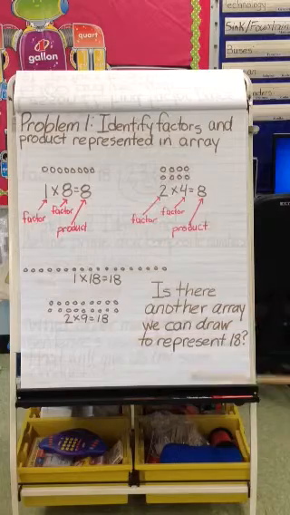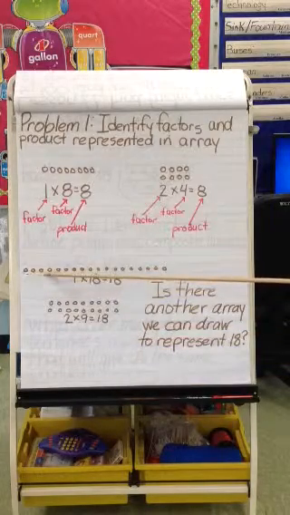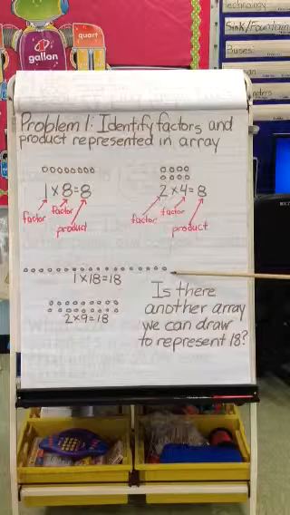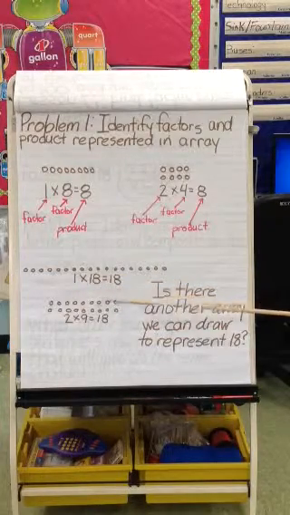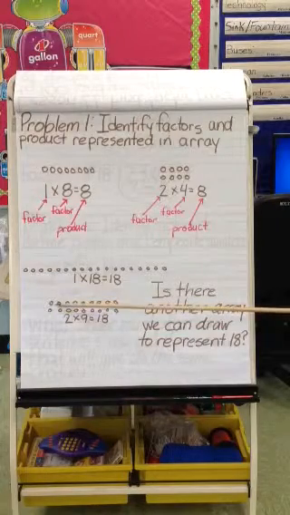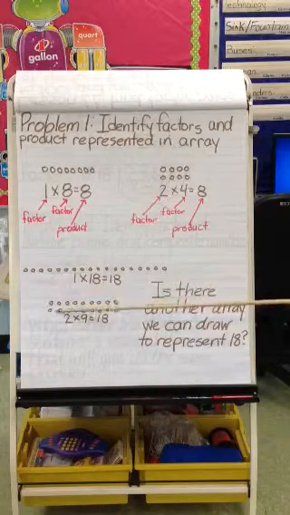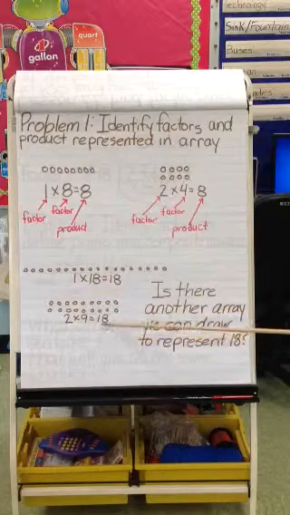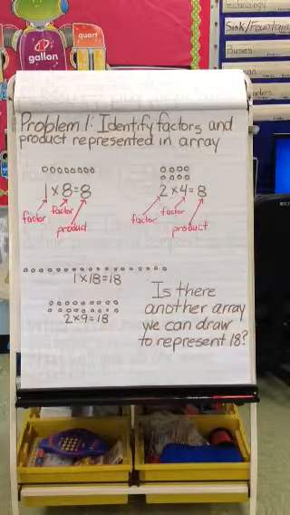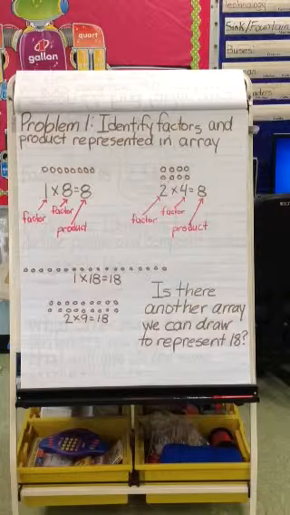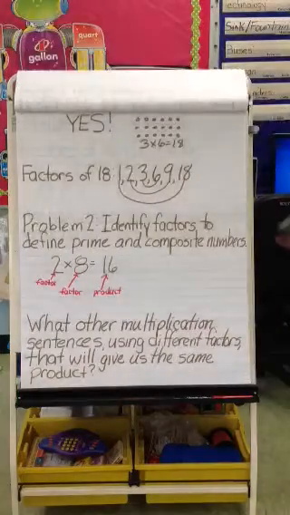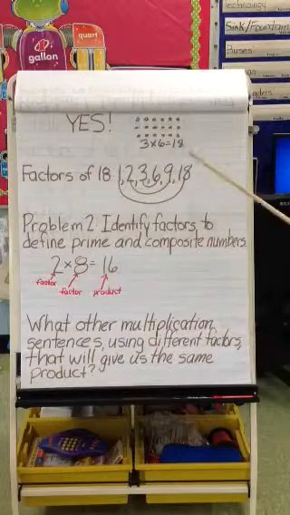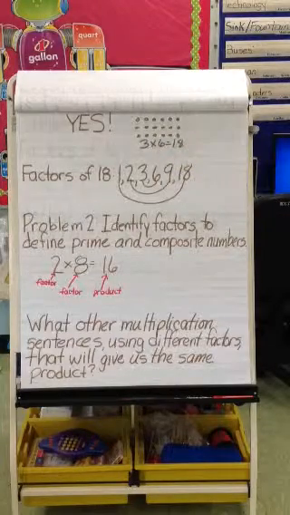All right, let's look down here. We have some different arrays. We have right here 18. The sentence that would go with this is 1 times 18 is 18. If we look at this one, we have 2 rows of 9. The multiplication sentence that would go with this is 2 times 9 is 18. Is there another array that we can draw to represent 18? Yes, there is. 3 times 6 is also 18.